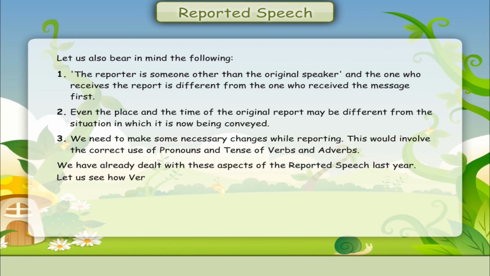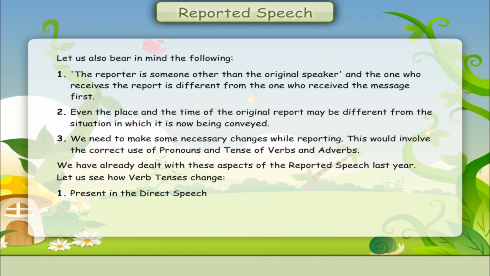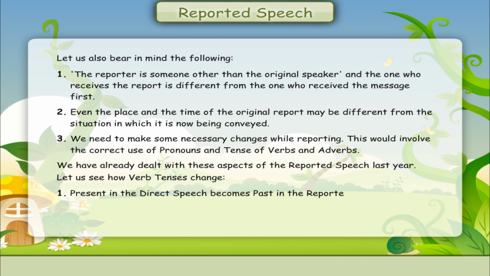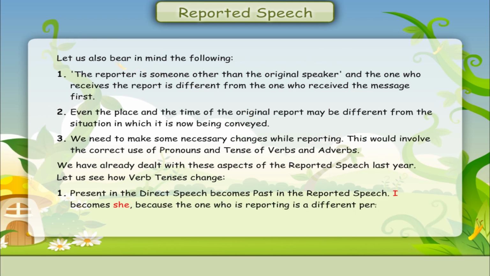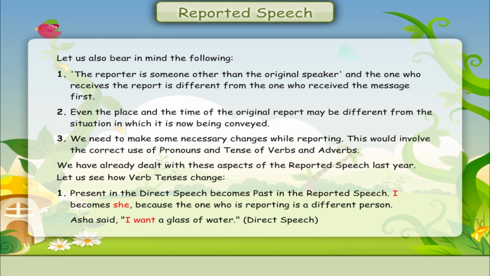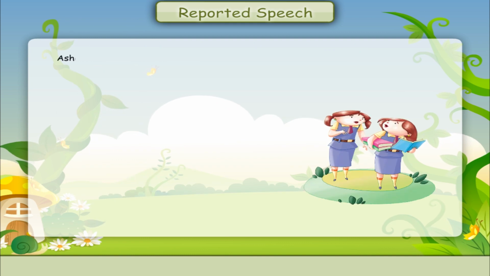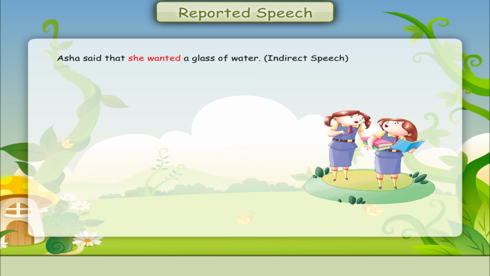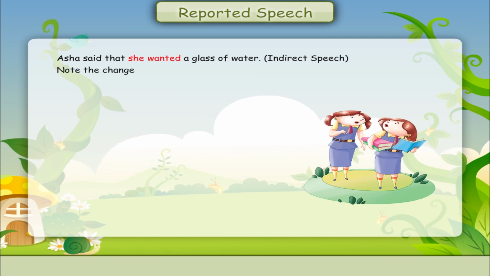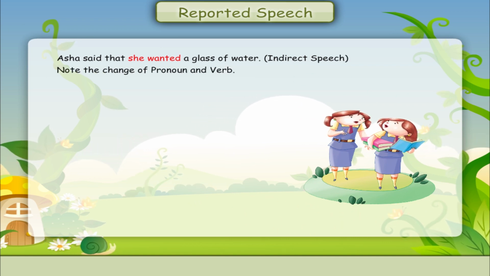Let us see how verb tenses change. Present in the direct speech becomes past in the reported speech. I becomes she because the one who is reporting is a different person. Asha said, I want a glass of water. Direct speech. Asha said that she wanted a glass of water. Indirect speech. Note the change of pronoun and verb.